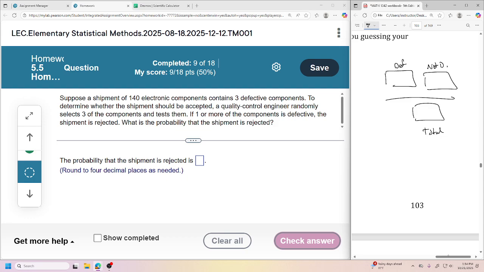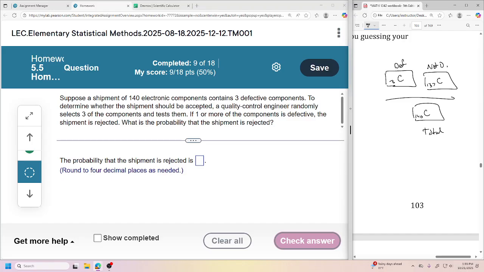Now, it says to determine if it's acceptable, they're going to select this and that. Is order important in which you're selecting these components? Is the order important? I'm just going to say no. I'm going to tell you it's no. It's okay. Doesn't really matter. So how many defective units do we have in this crate? 3. How many not defective units do we have? Yes, 140 minus the 3, 137. And so because my total is 140, right?